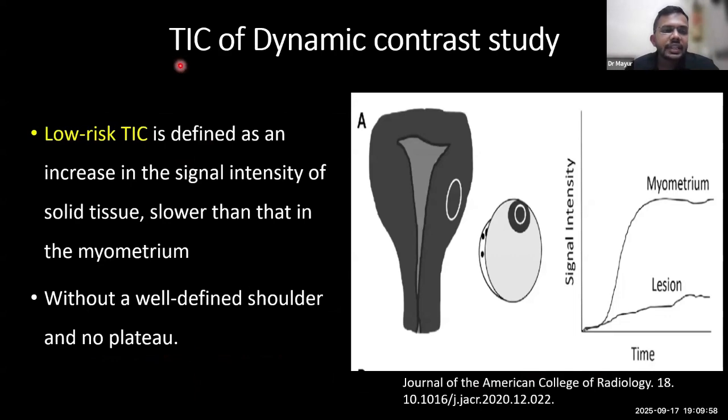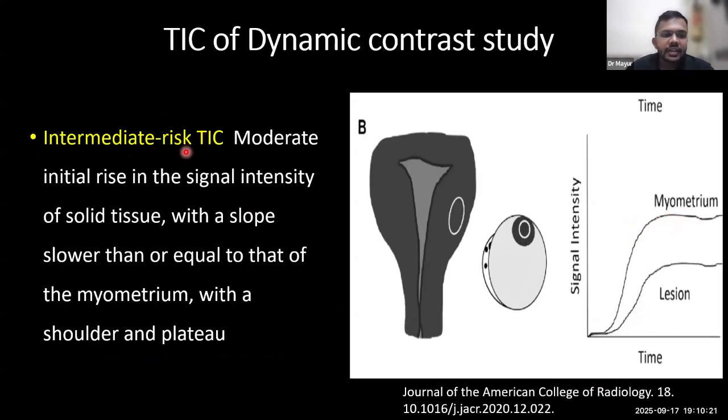Three types of time signal intensity curves have been defined as per the lexicon. The low risk time intensity curve is where the rise in signal intensity of the ovarian soft tissue is lesser and slower as compared to the myometrial enhancement curve. This curve will not have a shoulder and a plateau as seen in this myometrial curve.